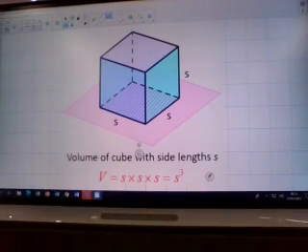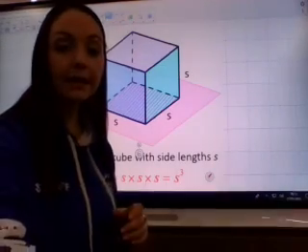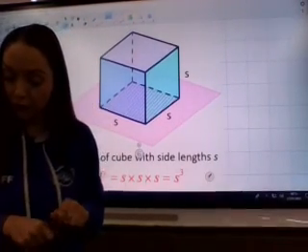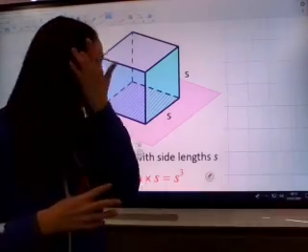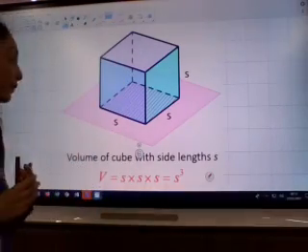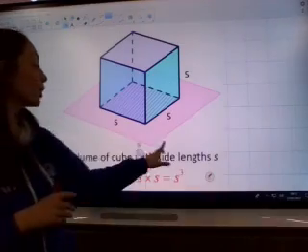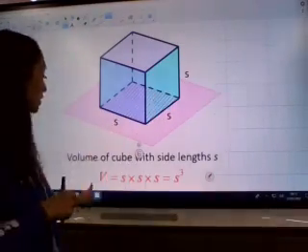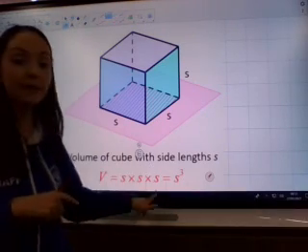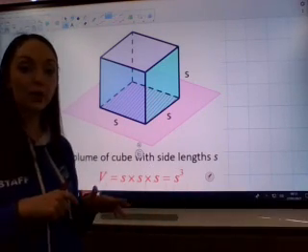Your next question then, question 3, is about volume. So it's the volume of cubes. I've popped a reminder on the board for you. The volume of a cube with side lengths S, so when they've been labelled S, all you need to do is S times S times S, and that will give you the volume.